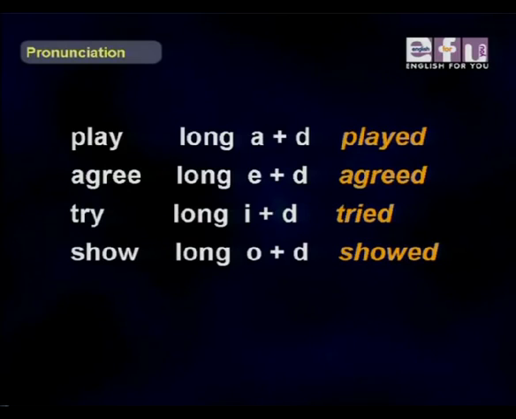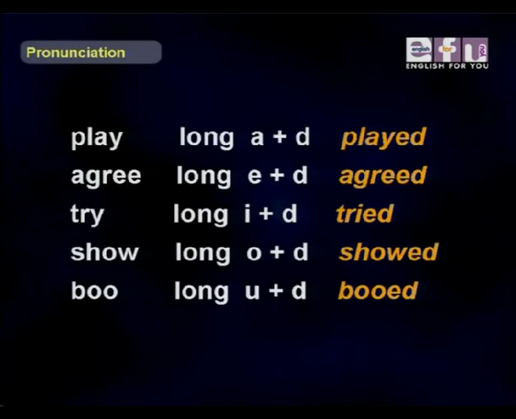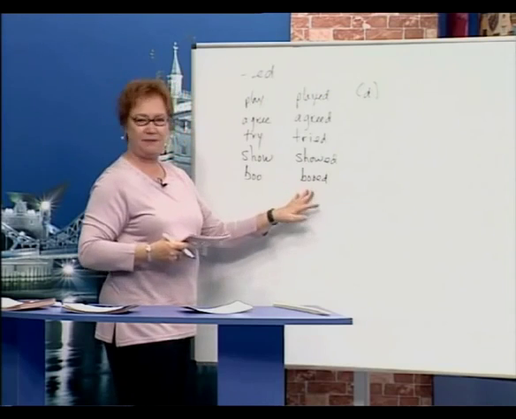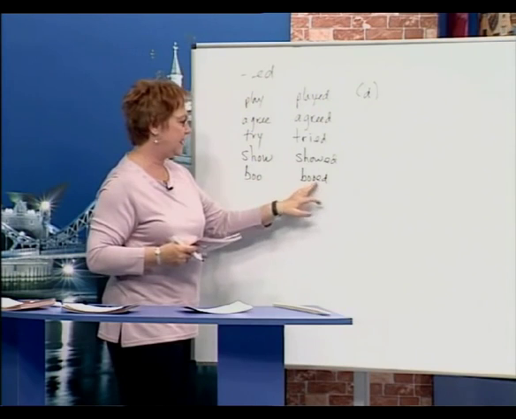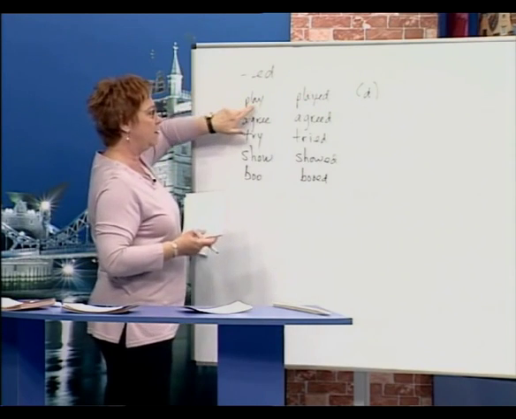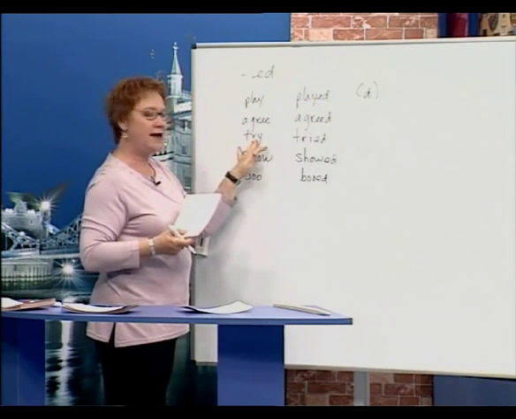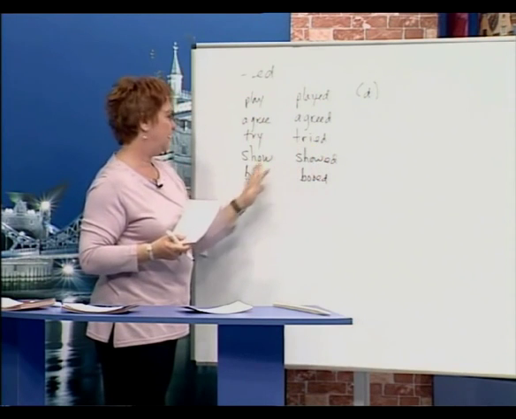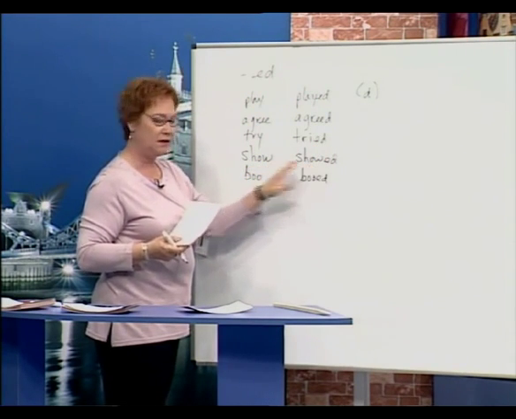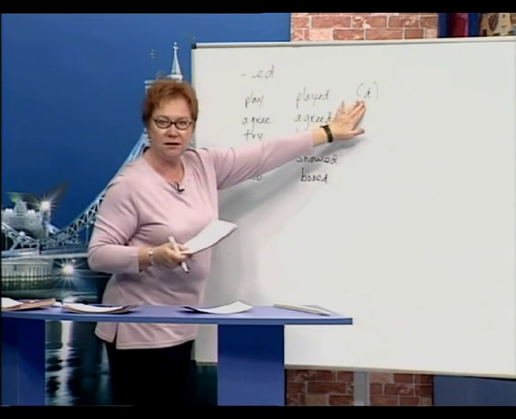and we have 2 more. Show, showed, okay, long O-d, showed. Boo, booed. This one is a little bit special. This is just a sound we say, so ed. But this is a long U sound, oo, d. So again, play, long A, played. Agree, long E, agreed. Try, long I sound, tried. Show, long O sound, showed. Boo, long U sound, booed. Okay? So this is the D group.